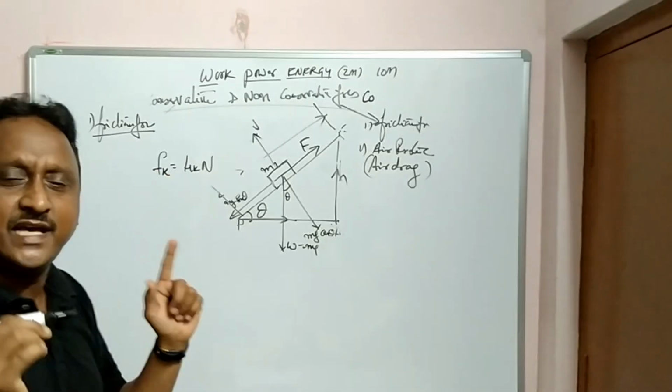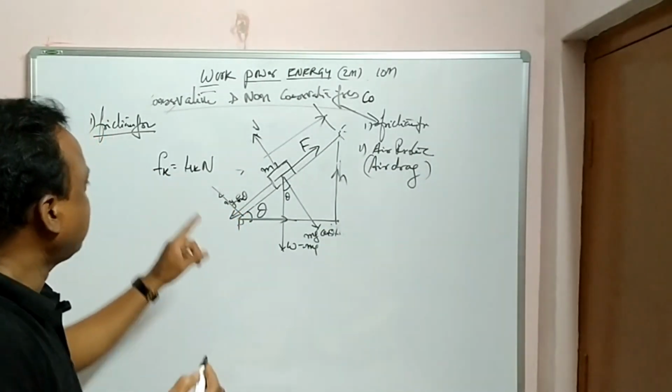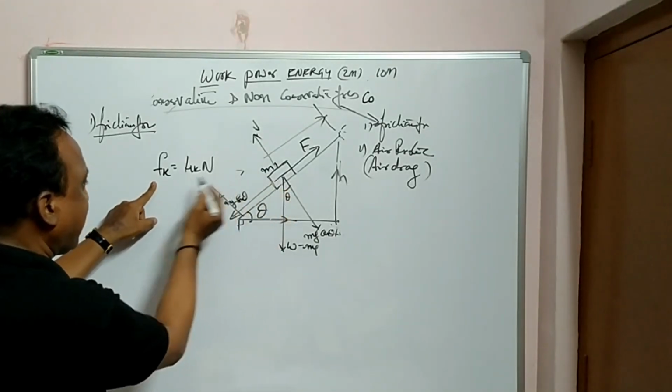So friction is always an opposing force. It acts between the relative motion of the two bodies. So here, how much friction acts on this?